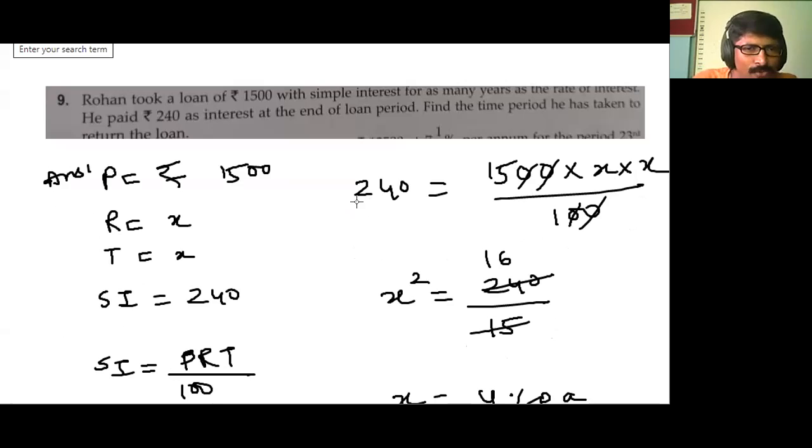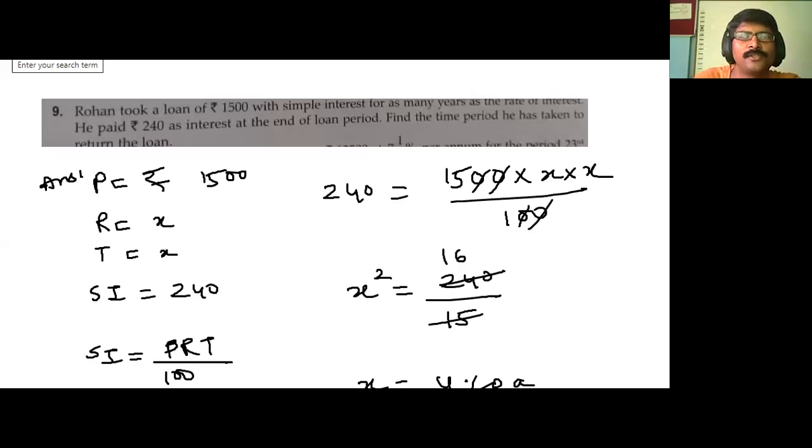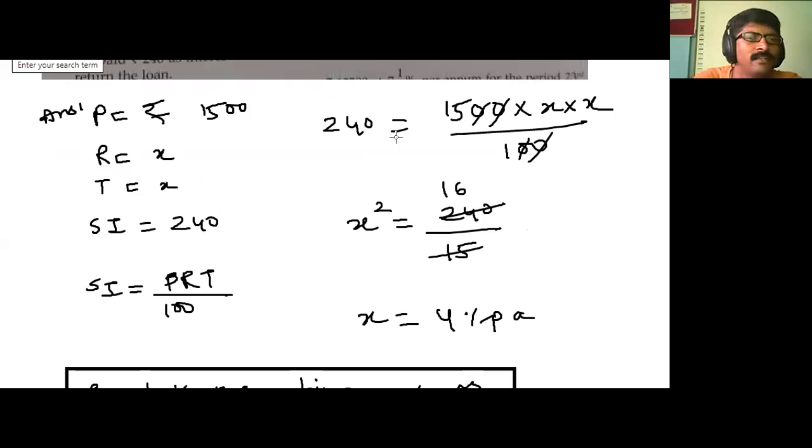240 is the simple interest, so we plug it over here. Principal is 1500, and the rate and the time is x into x upon 100. I hope students are writing along with me. Students, keep writing along with me so that you'll understand this topic very well. In case you're not understanding something, please ask me immediately so that I can help you. You can see everything clearly on your screen.